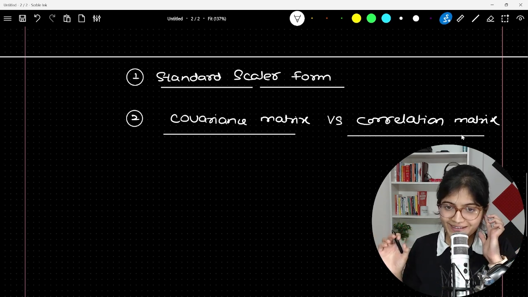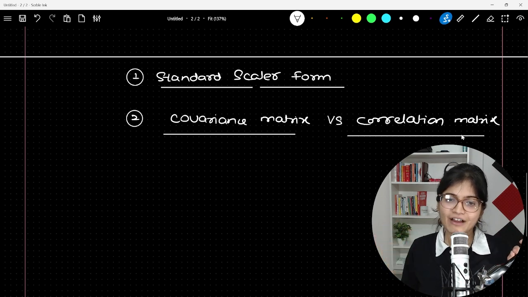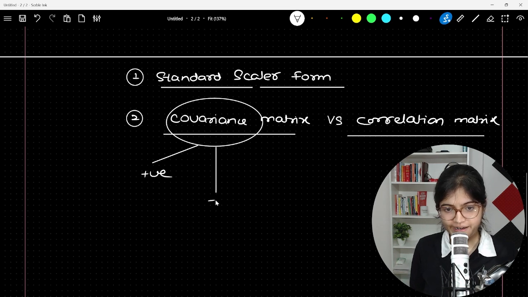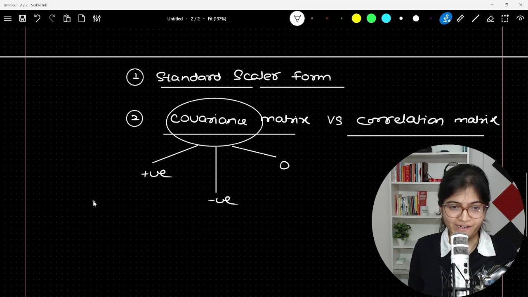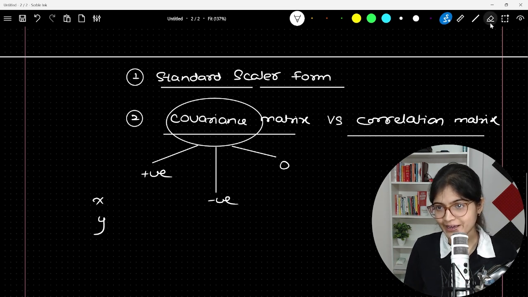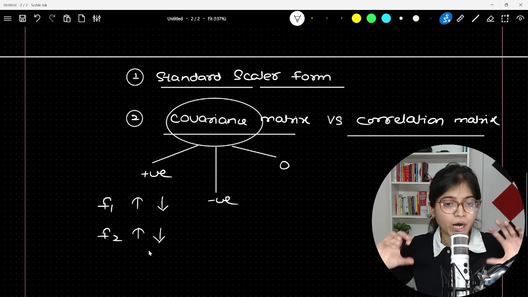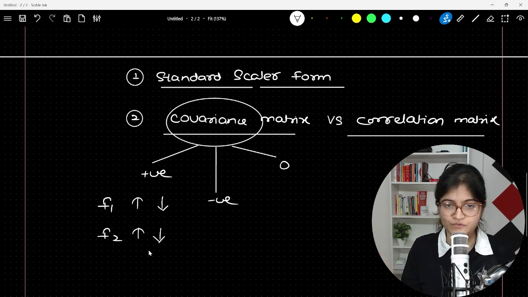See, both are providing us a similar conceptual idea. We will be having the covariance value as either positive or negative or 0. Okay. Positive indicates that if let's say you have two features x and y, or let's say f1 and f2, if you are increasing one feature, the other feature is also increasing. If you are decreasing one feature, the other feature is also decreasing. Means somehow they are positively correlated. They are having a positive covariance value.